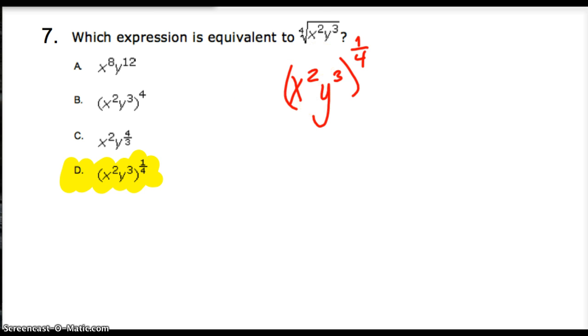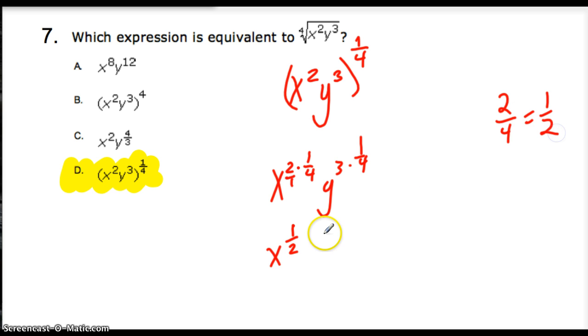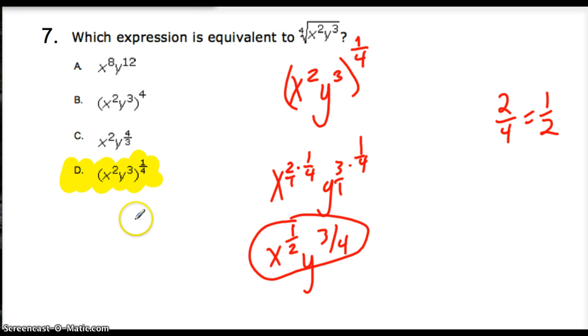Now, they could have gone one step further, maybe in another possible choice. They could have done x to the 2nd times 1/4 and y to the 3rd times 1/4, because this is a power to a power. So 2 times a 4th would be x to the 1/2, because that would be 2/4 equals 1/2. And then this would be 3/4, so y to the 3/4. So either way, this is also equivalent to D, but obviously they're not going to have both of these choices because they're equivalent. So D is the only choice there.